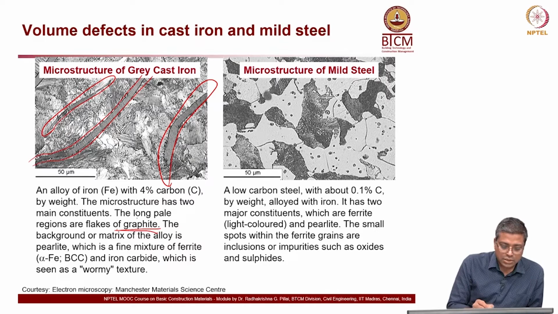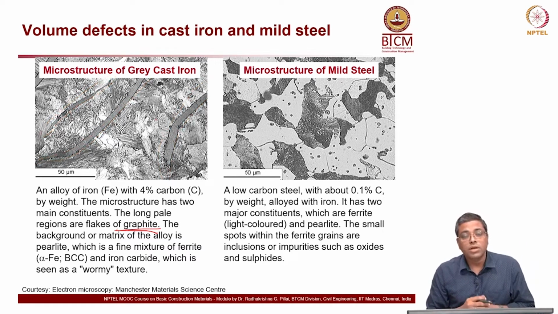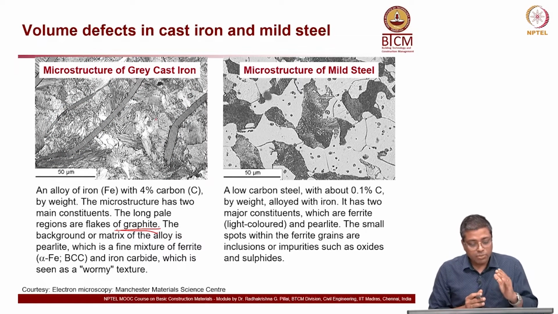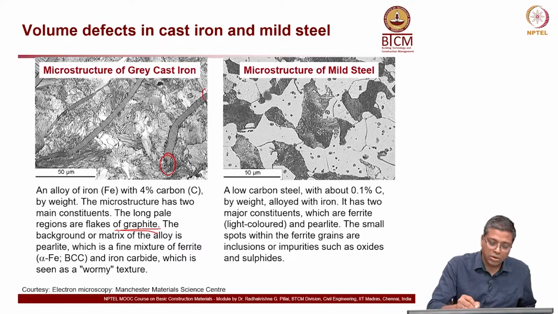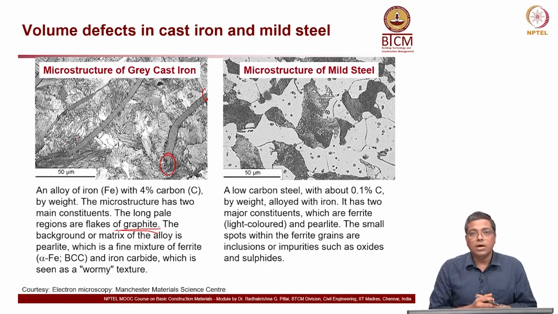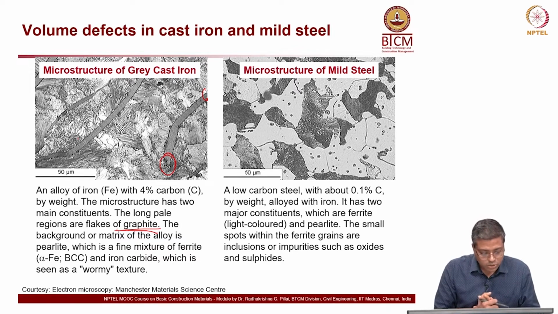The microstructure has two main constituents. The long pale regions are flakes of graphite or carbon. Okay, you can say this is that this long. So, these are the reasons for the brittle nature of cast iron. And because when there is some force which is applied, actually what will happen is these cracks will follow the path of these flakes, or stress concentration will happen at one end of this maybe here, or so along this graphite flakes you will have some stress concentration, crack would propagate through that.